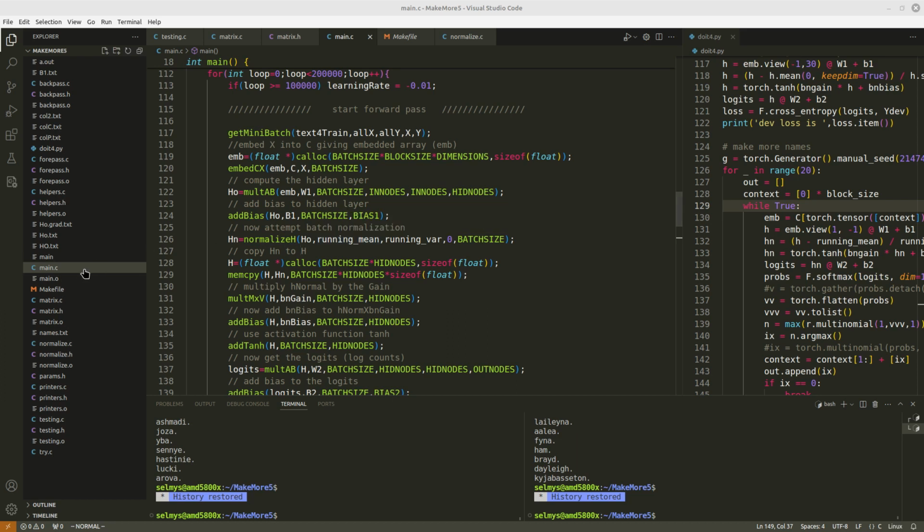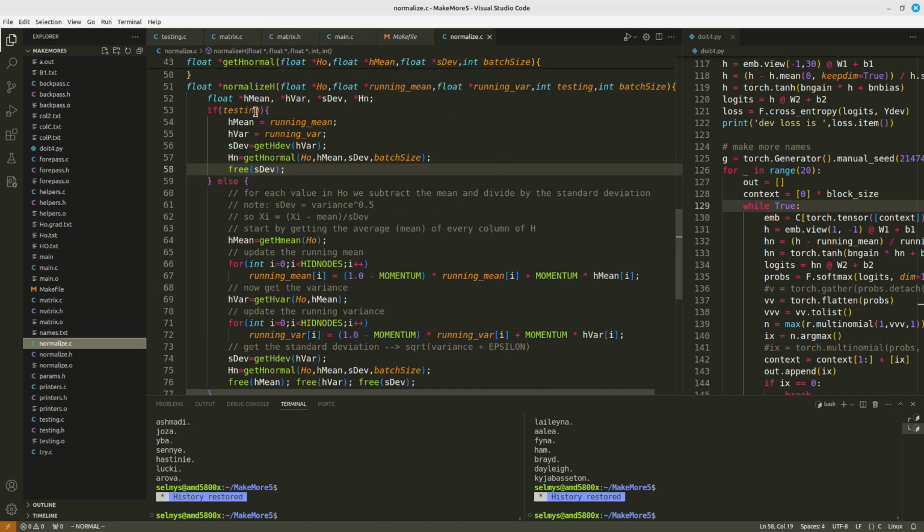If I go to the normalize C program here, we'll see we have this function called normalize. And normalize is basically two parts to it. One part is used for testing purposes, and the other part is used for training. So this else part is for training.